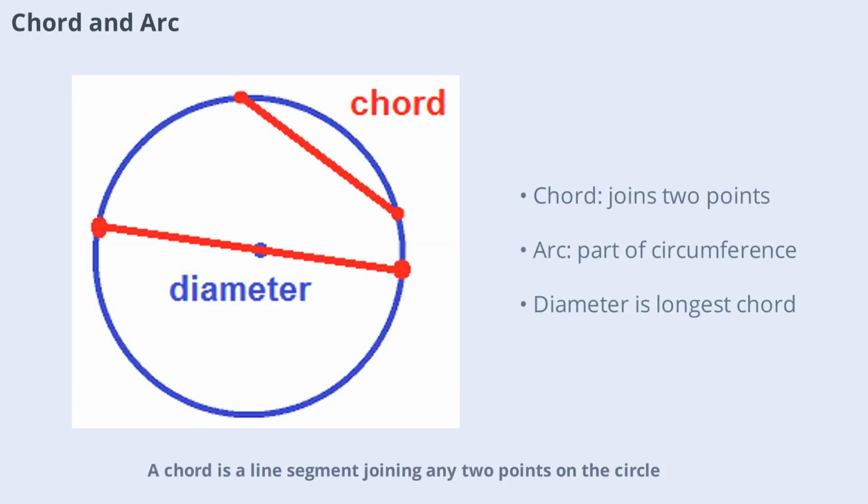A chord is a line segment joining any 2 points on the circle. There are infinitely many chords in a circle, but the longest one is always the diameter. An arc, on the other hand, is a part of the circle's circumference between 2 points. Arcs can be minor or major depending on their length compared to a semicircle. These elements are key in understanding segments and sectors of a circle.